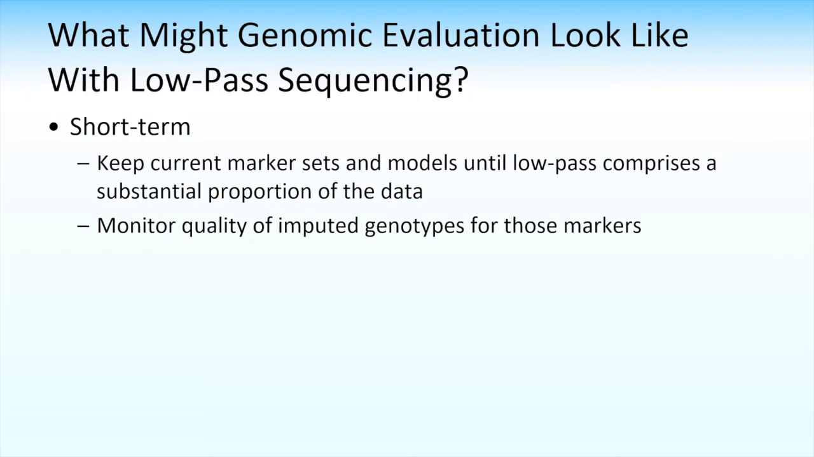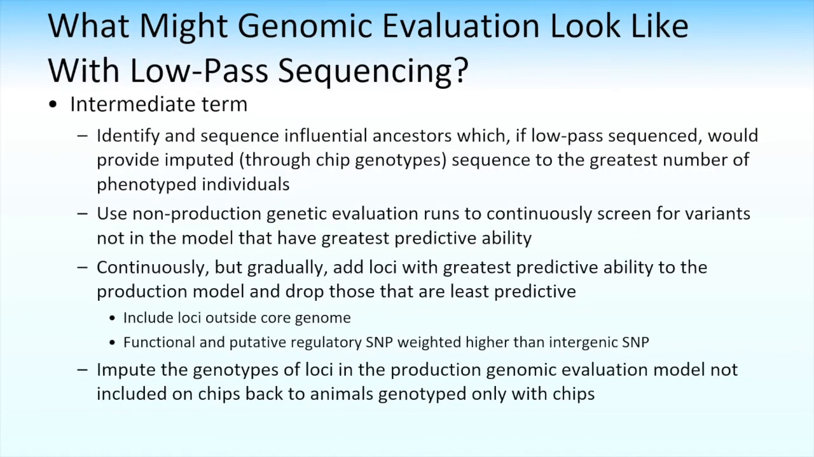Our short-term goals under this strategy would be to keep the current marker sets and models until low pass comprises a substantial proportion of the data and to monitor the quality of imputed genotypes for those markers. Then we take a two-pronged approach, the first of which is to identify and sequence influential ancestors, which if low pass sequenced would provide imputed sequence to the greatest number of phenotyped individuals. And the second prong is to use non-production genetic evaluation runs to continuously screen for variants not in the model that have the greatest predictive ability, and continuously but gradually add loci with the greatest predictive ability to the model and drop those that are least predictive. That would include loci outside the core genome, and we would give extra emphasis to functional and putative regulatory SNPs.